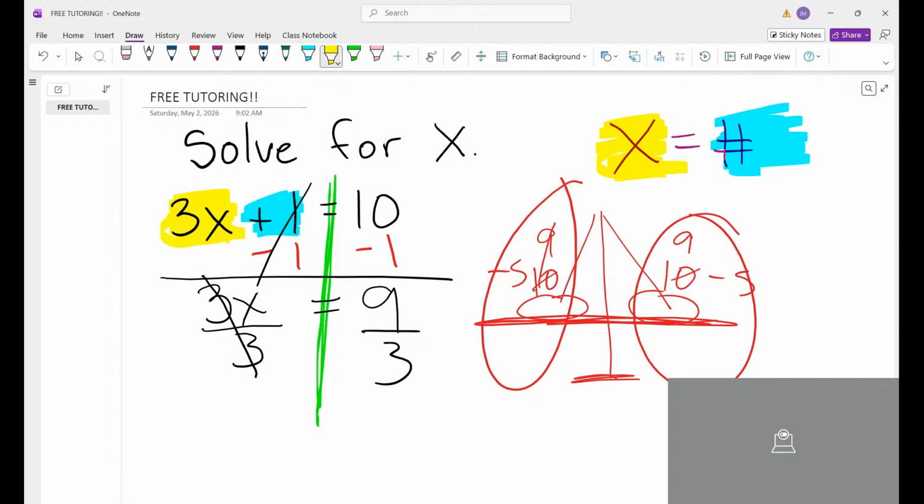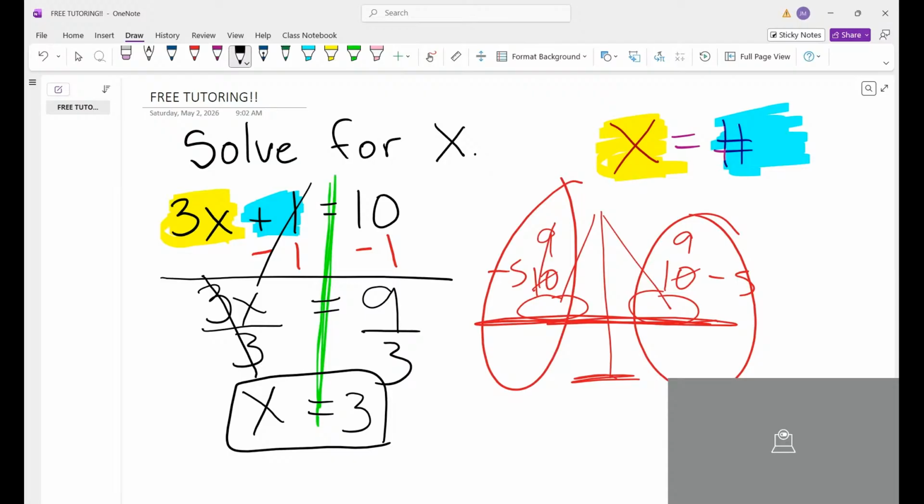So these cancel out, and you're left with x equals 9 divided by 3. That would just be 3. And that will be that answer. All right, and there it is. X is by itself. My final answer is x equals 3.